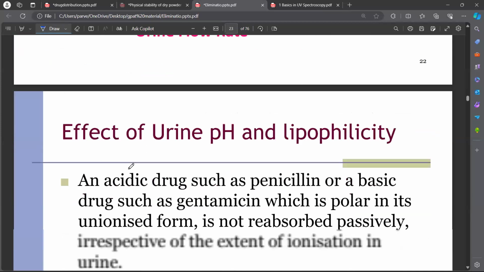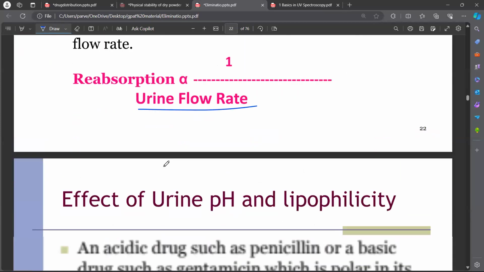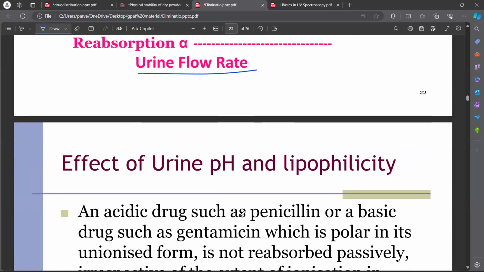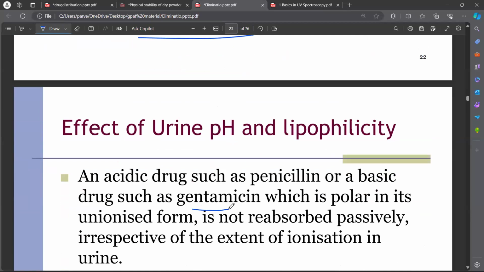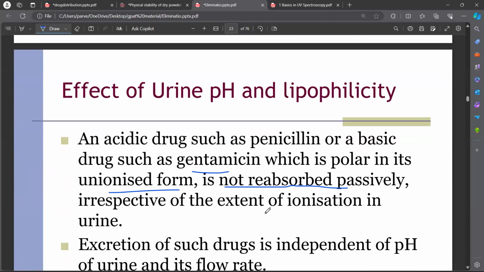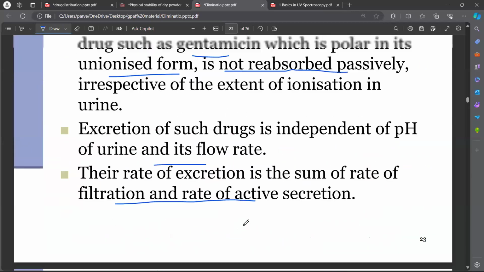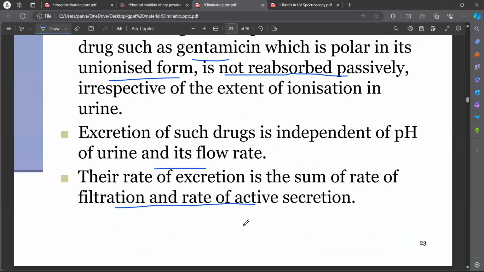Great, guys. So reabsorption is inversely proportional to the urine flow rate. This is basically the pH. See, acidic drugs such as penicillin or basic drugs such as gentamicin, which are polar in their ionized form, are not reabsorbed passively irrespective of the urine flow rate. Basically, the rate of excretion is the sum of the rate of filtration and the rate of active secretion, because reabsorption decreases the rate of elimination from the body.